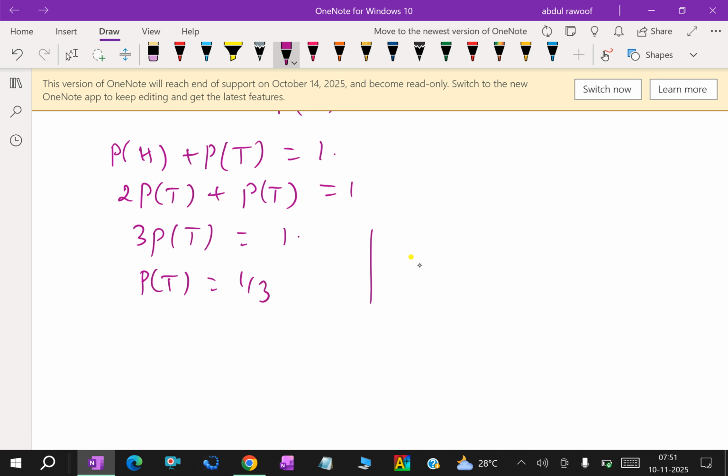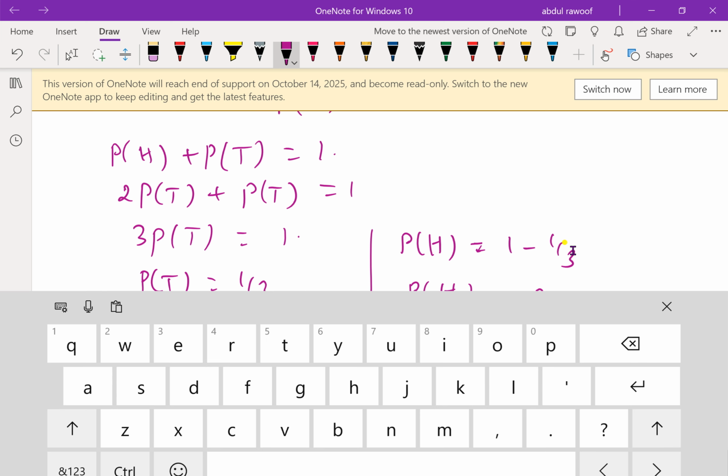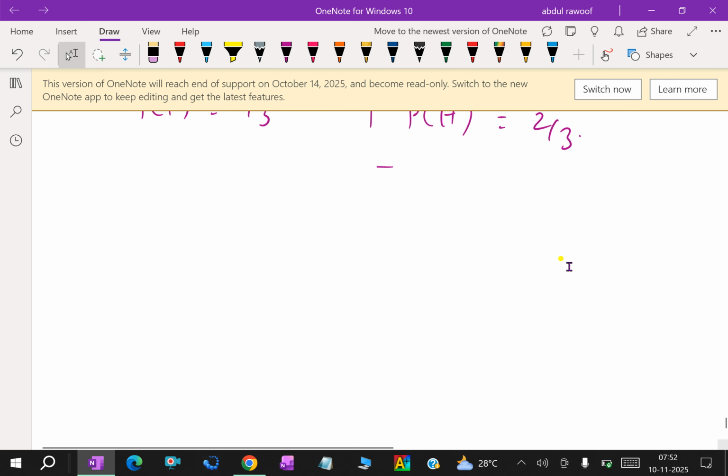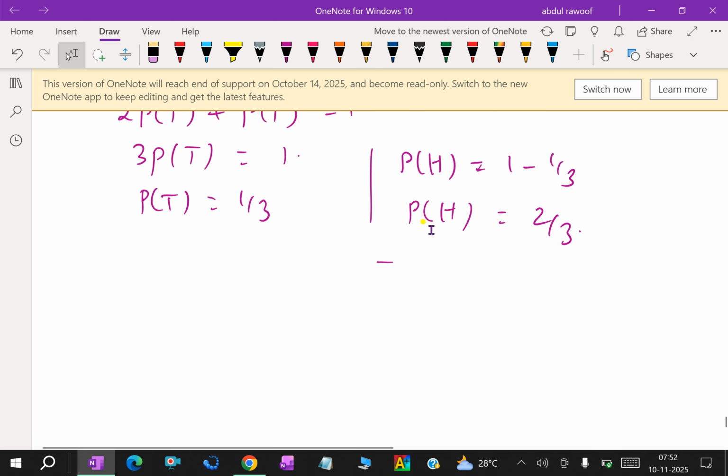Then P of H equals 1 minus 1 over 3, which gives P of H equal to 2 over 3. That means P of T plus P of H is 1, and we get P of H is 2 over 3. That is 2 times more chance for getting heads than tails. We have that.